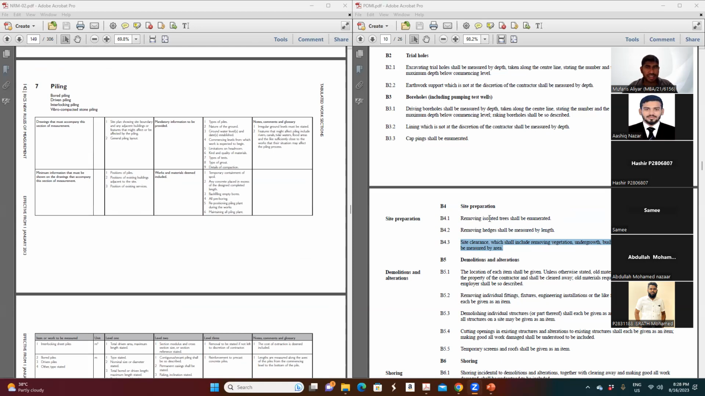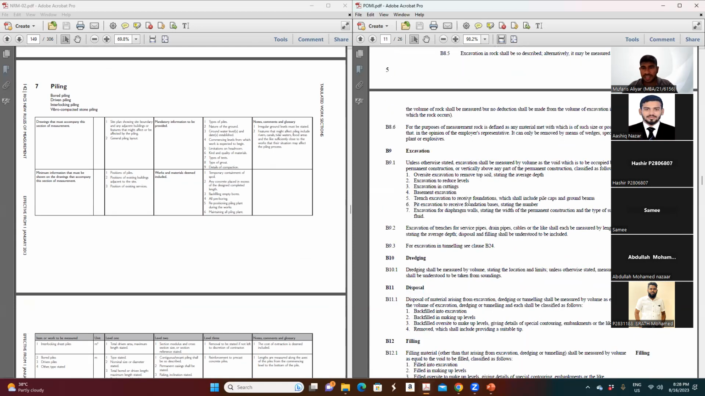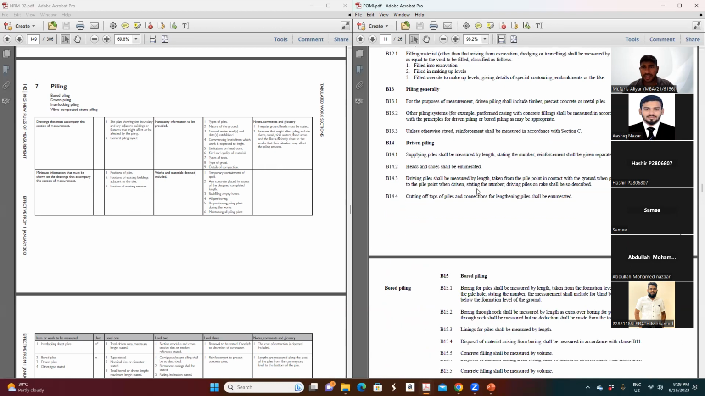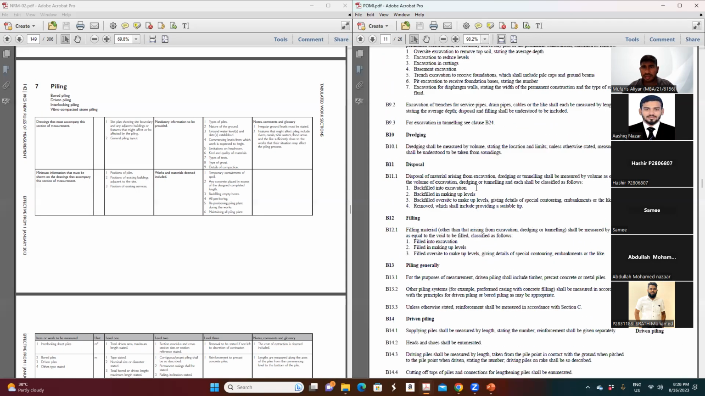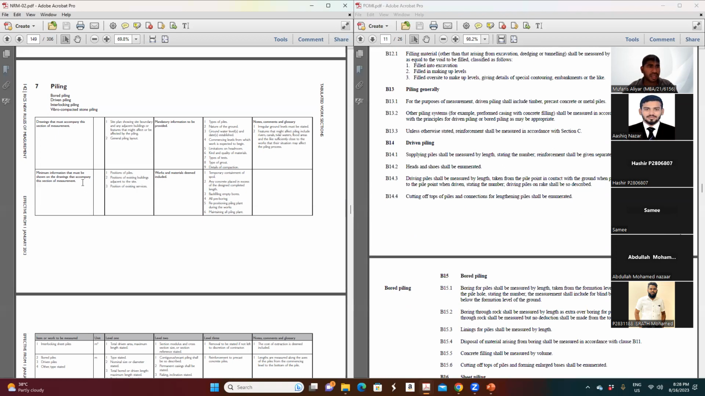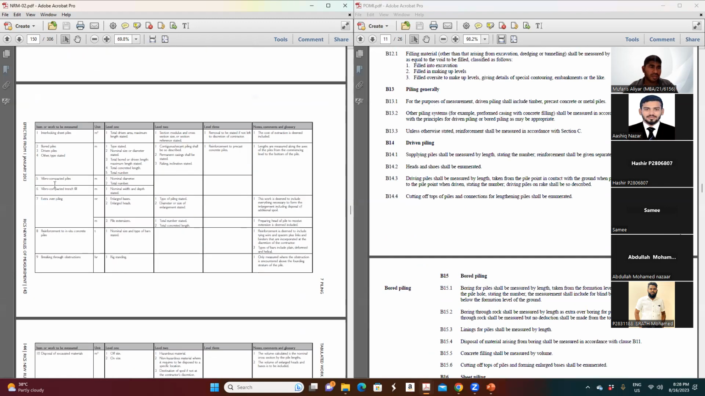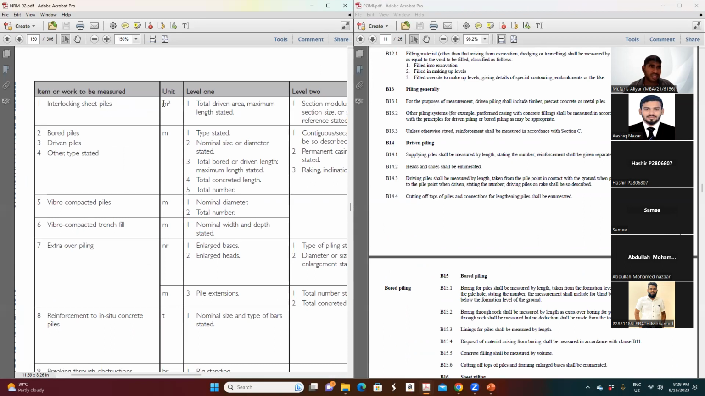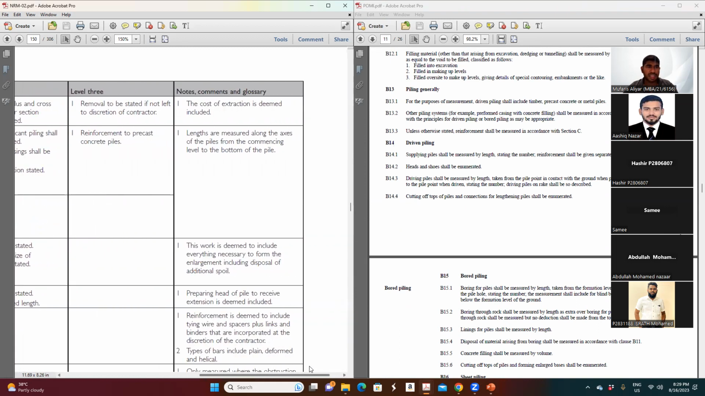Then we'll go to another item, piling. I guess we saw piling last time. Piling, generally driven piles. Under piling, they have bored piles, driven piles, interlocking piles, and vibro compaction piles. They say interlocking piles are measured by square meter, while bored piles, driven piles and other types are measured by meter. I think I gave a clear idea about piling last time, and you have to read this description along with the notes here.